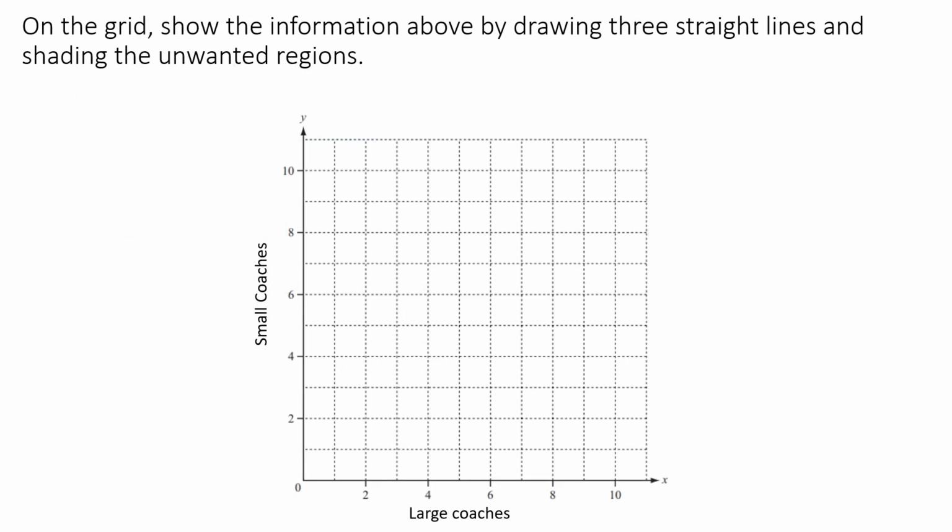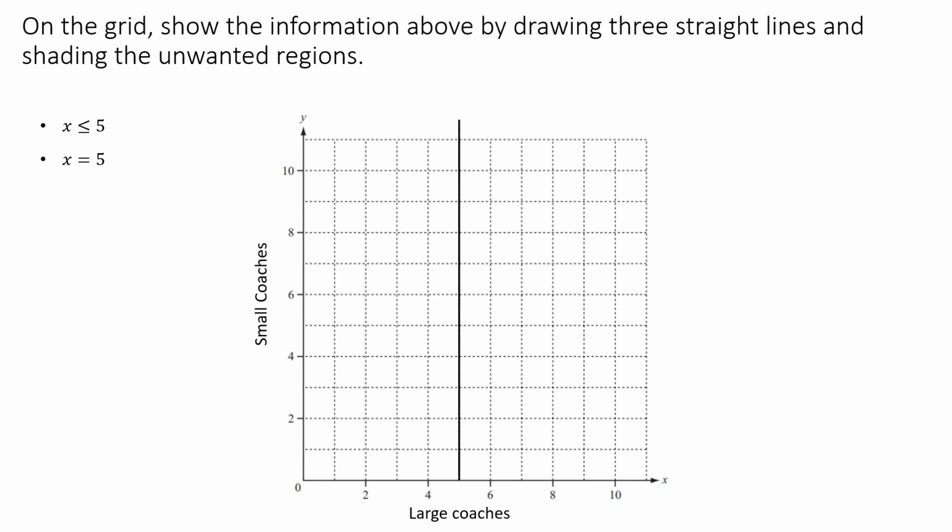On the grid, show the information above by drawing 3 straight lines and shading the unwanted regions. So firstly, we're going to take the previous inequalities and turn them into equations of straight lines to be able to draw them on the grid and then to shade the unwanted regions. So we have x is less or equal to 5, and we're going to turn it into an equation as x is equal to 5.